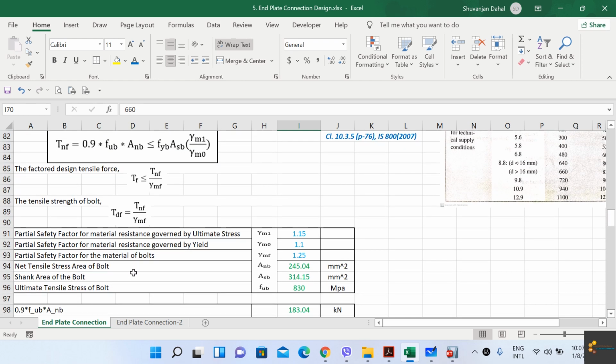ASB is the shank area of bolt, which is calculated as pi by 4 d square. D is the diameter of bolt. For the net tensile stress area, we use 0.78 pi by 4 d square, but for shank area only pi by 4 d square. Gamma M1 is the partial safety factor of material resistance governed by ultimate stress, 1.15. Gamma M0 is the partial safety factor for material resistance governed by yield, 1.1.